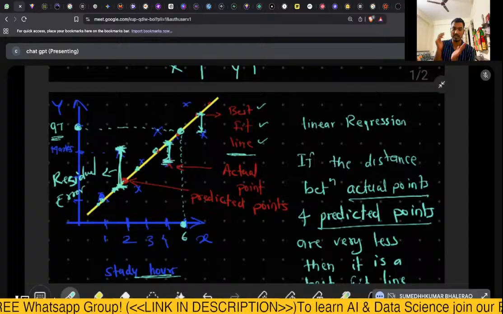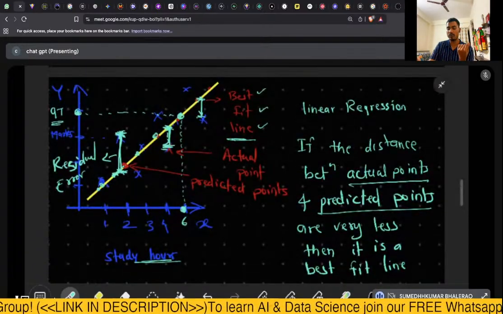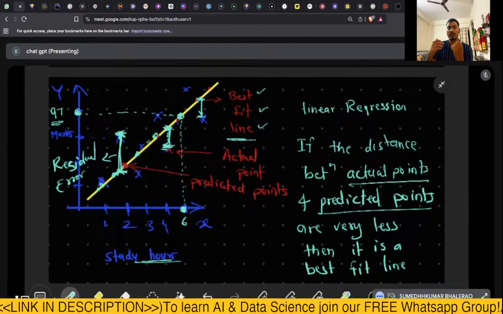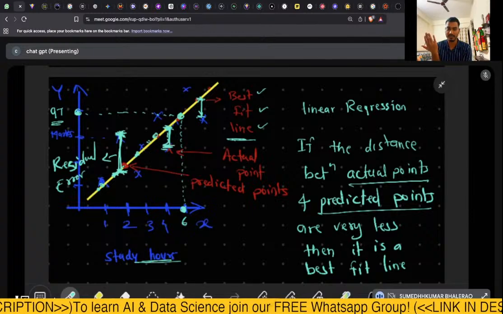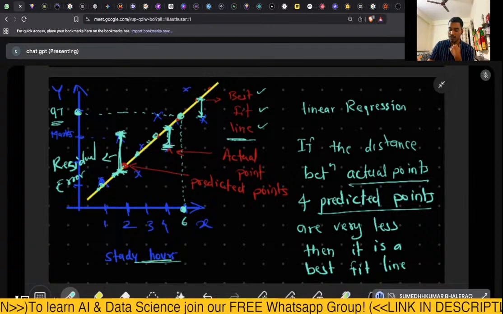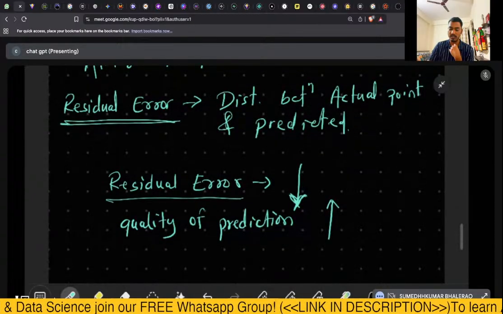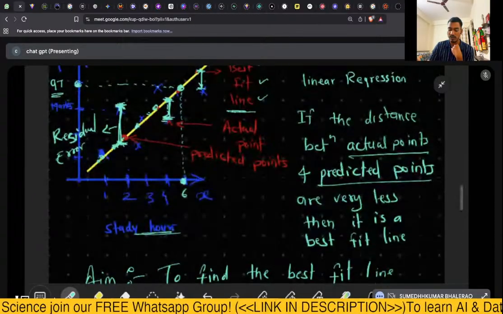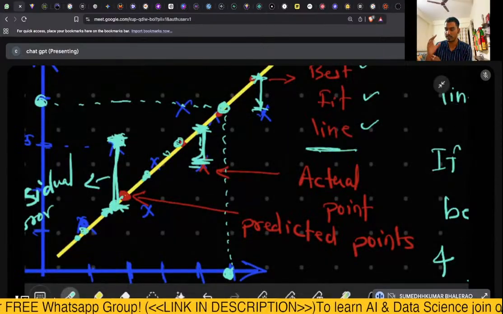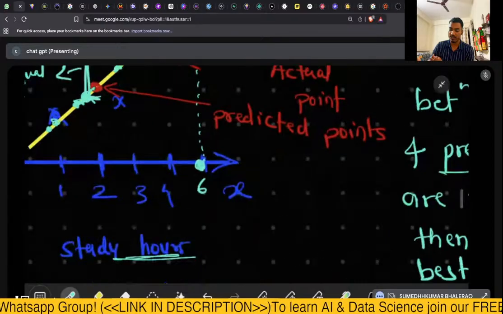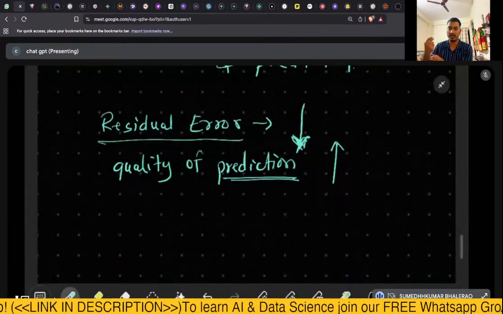If it is less, it means all the points are already almost on the best fit line. It means all the actual points are almost the predicted points. So if the residual error is less, meaning the distance between actual points and predicted points is less, it means the quality of the prediction is high.